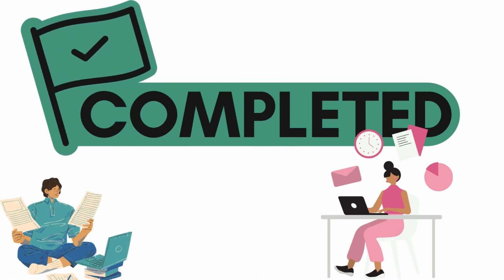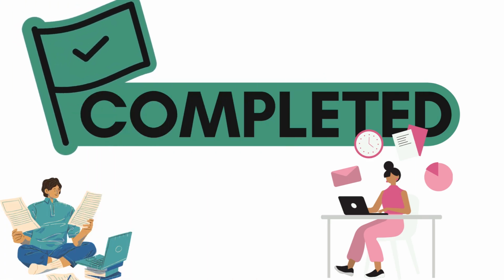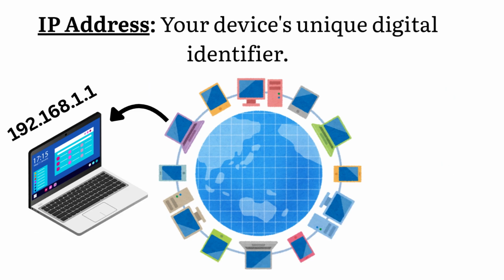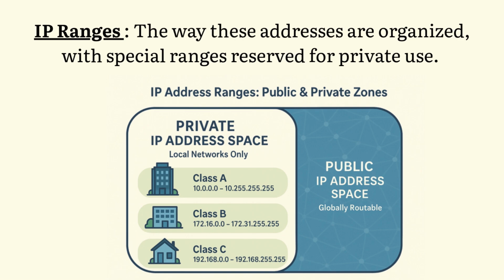You've done it. You now have a solid understanding of the most fundamental concepts in networking. IP address, your device's unique digital identifier. Private IP, for devices to talk within your home network. Public IP, the single address your entire network uses to talk to the rest of the internet. IP ranges, the way these addresses are organized, with special ranges reserved for private use.